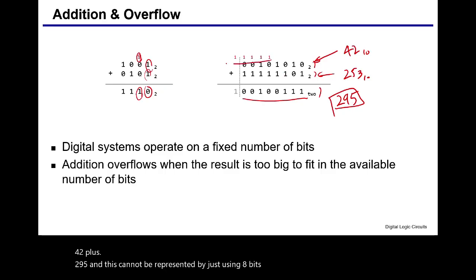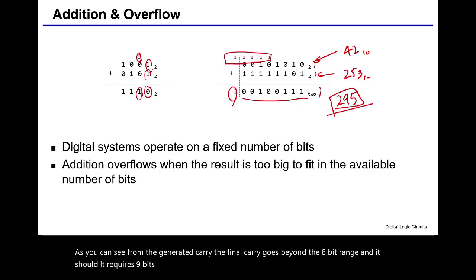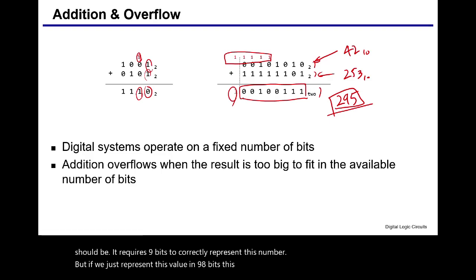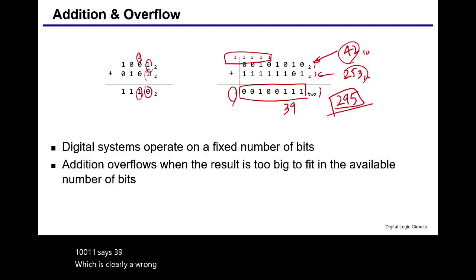As you can see from the generated carry, the final carry goes beyond the 8-bit range, and it requires 9 bits to correctly represent this number. But if we represent this value in only 8 bits, it is 00100111, which is 39, clearly a wrong answer for adding these two numbers. This phenomenon of getting an incorrect result due to the limited number of bits is called overflow.